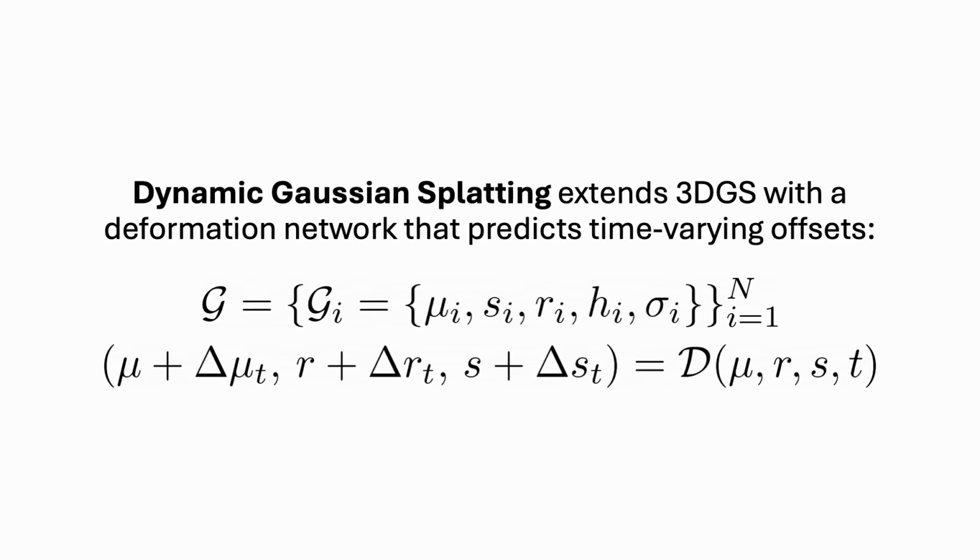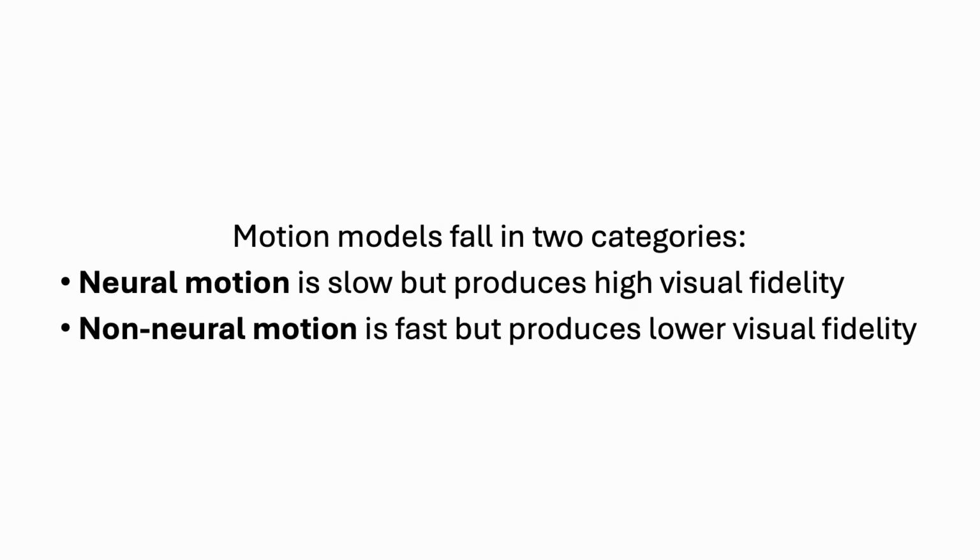To reconstruct dynamic scenes from monocular video, dynamic Gaussian splatting extends a set of 3D Gaussians with a deformation network that predicts time-varying offsets for the means, rotations, and scales at each time step. Among motion models for the deformation network, neural motion is slow but produces high visual fidelity, while non-neural motion is fast but produces lower visual fidelity.